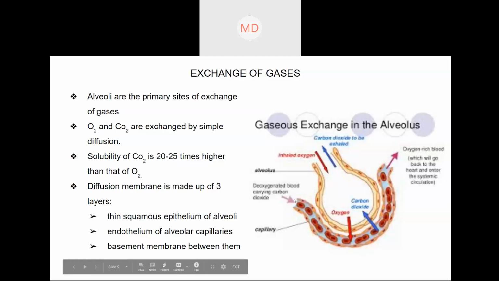But before taking in oxygen, before the simple diffusion takes place, the blood carries deoxygenated blood. Deoxygenated blood means the blood which lacks oxygen or is rich in carbon dioxide. Oxygenated blood is the blood which is rich in oxygen, and it is known as pure blood. Deoxygenated blood is also known as impure blood.